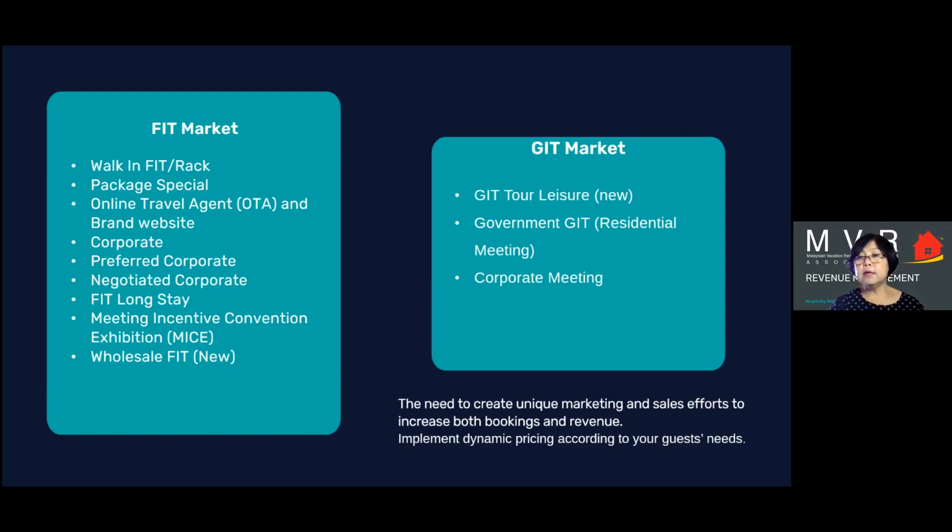And for government GIT, the group can be small, 8 people, and even now a group minimum is 8 to 15 people. I'm sure if you are managing a few apartments in one building, you can organize this group business or even corporate meetings. So we separate FIT and GIT apart.